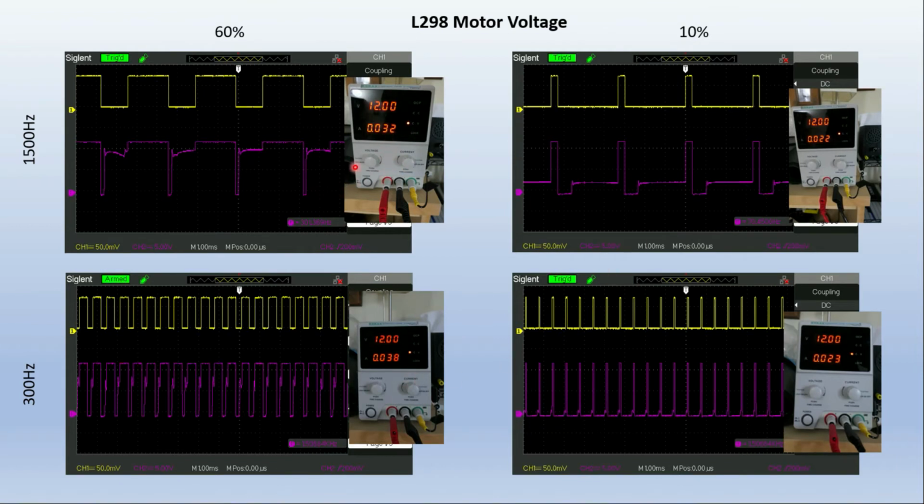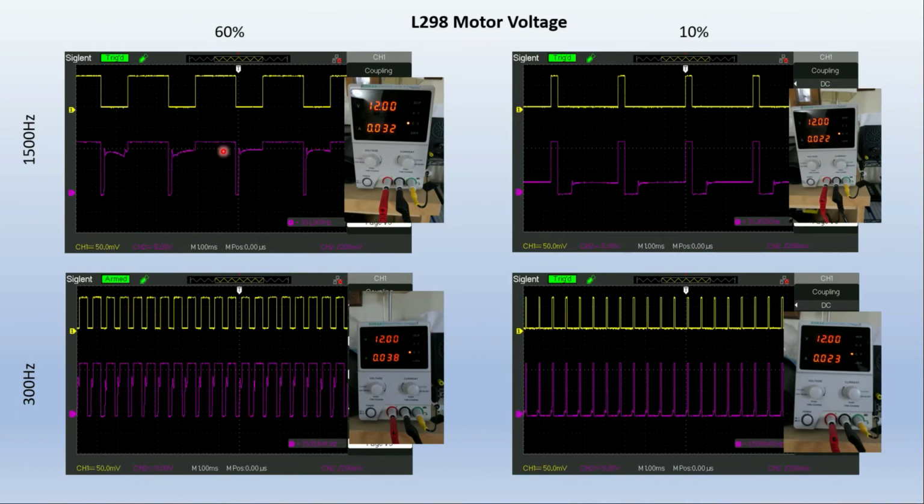So you can see the current consumption was something like 0.032 or 38 milliamps when running at 60%, and went down to 22 or 23 milliamps when running at 10%. So just note the lower power consumption at the 10%. It's sort of leaving some current on the table here. It doesn't get near to zero current, even though we're down to 10% duty cycle.